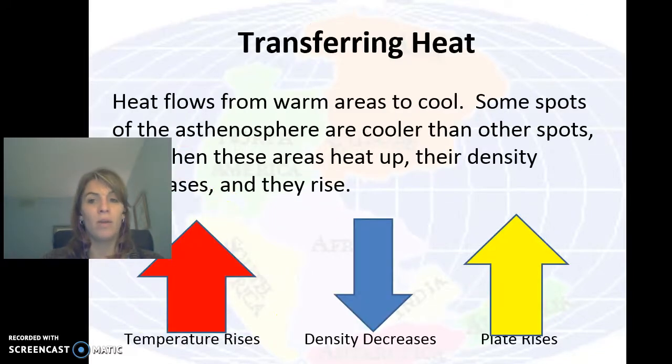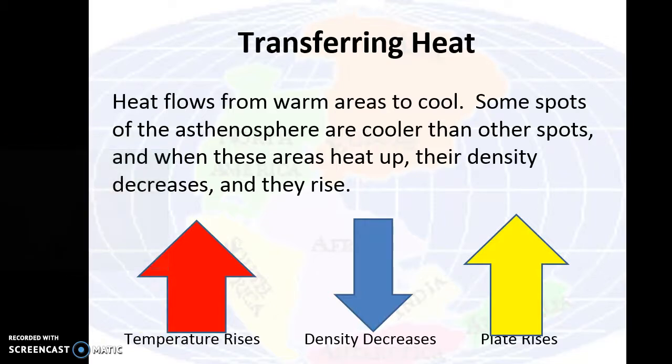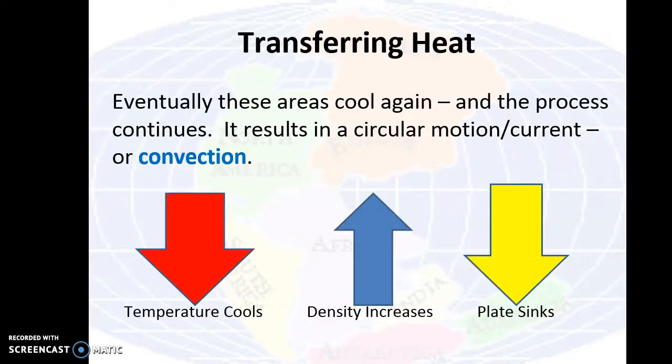All right, let's talk about transferring heat. Heat flows from warm areas to cool. Some spots of the asthenosphere are cooler than other spots, and when these areas heat up, their density decreases and they rise. And eventually, these areas cool again, and the process continues. It results in a circular motion or a current, or what's called convection.